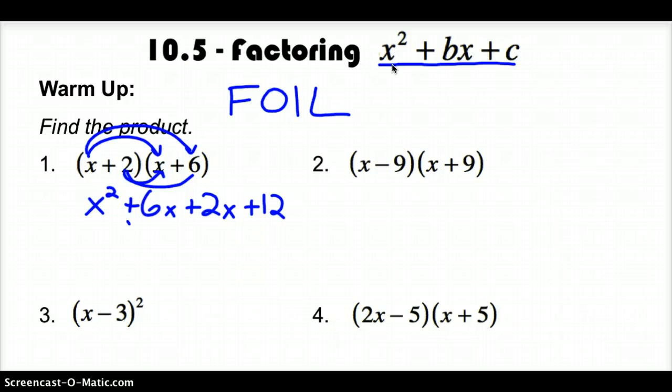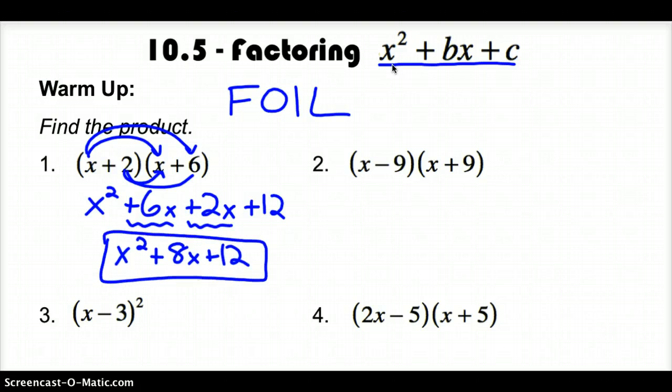I'll now combine my like terms, because I have a positive 6x and a positive 2x. So my final answer is x squared plus 8x plus 12. That's my trinomial, that's my final answer. The next one, I've got x plus 9 and x minus 9.